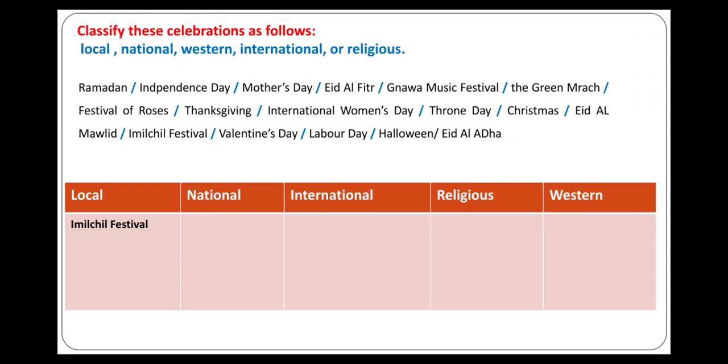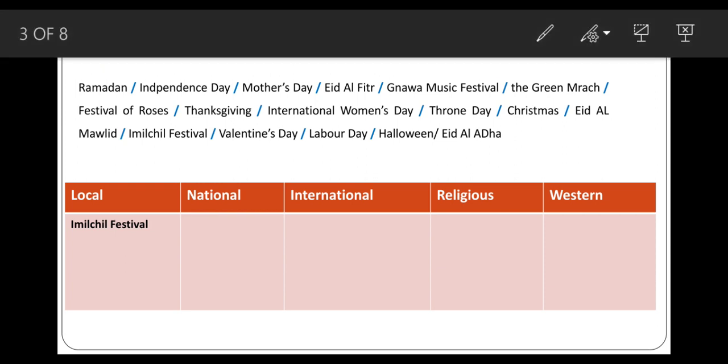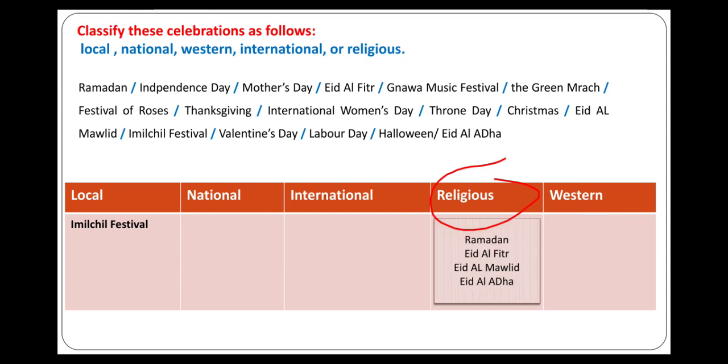Okay, let's start with religious celebrations like Ramadan. Religious celebrations. Here we have Ramadan, we have Eid al-Fitr, Eid Mawlid, and Eid al-Adha. That's good. So here we have religious days. Now what about national days?